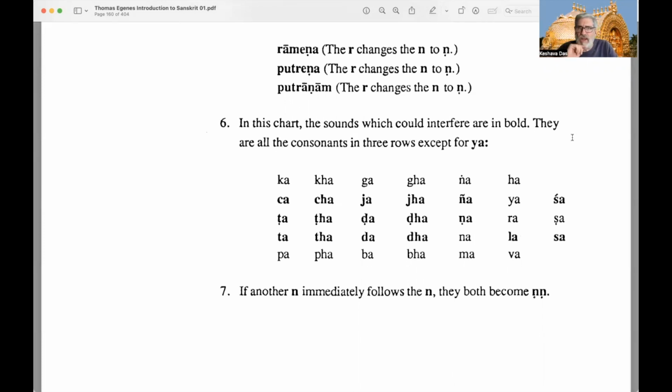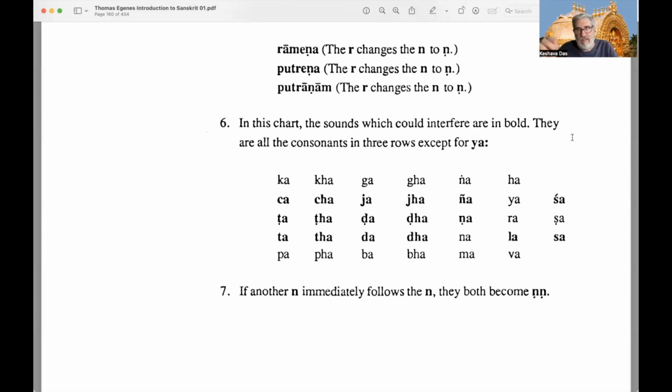Okay, so let's look at another one, Putrena. Putra means a son. So Putra in the tritiya ekavachana, or instrumental singular, becomes Putrena. Now, why doesn't it just become Putrena with a dental N? Why does that N at the end of the ending turn into a cerebral with a dot under it? Because we have an R that comes before it. See the R that comes before it? Putrena.